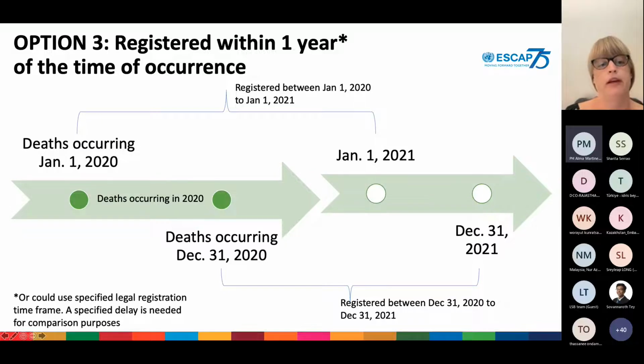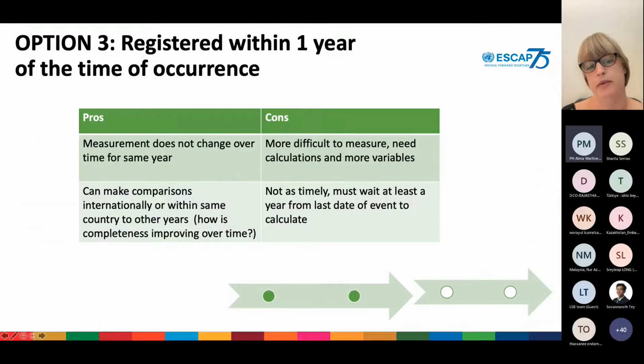So in this example, if you die January 1st and you have 1 year to register, you have all the way until January 1st of 2021. And similarly, if you died December 31st, 2020, you would have all the way until December 31st, 2021 to register that death to be included. So this is a nice way of examining things because your measurement isn't going to change over time for a given year. And it's easier to make comparisons internationally or within the same country to understand how registration is improving.